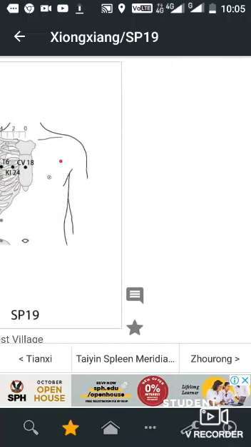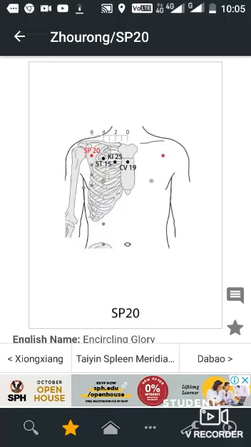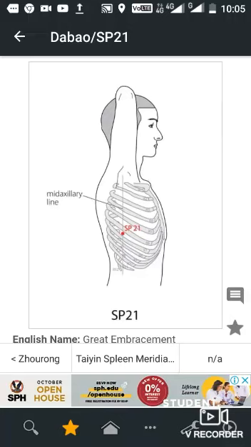Next, spleen 20. In the second intercostal space, 6 cun lateral to the anterior midline. Next, spleen 21. On the mid-axillary line in the 6th intercostal space.